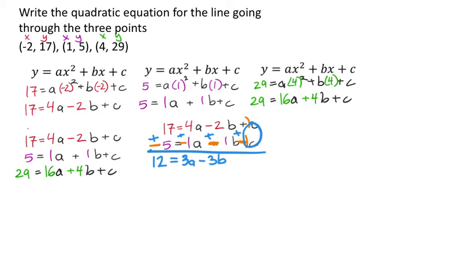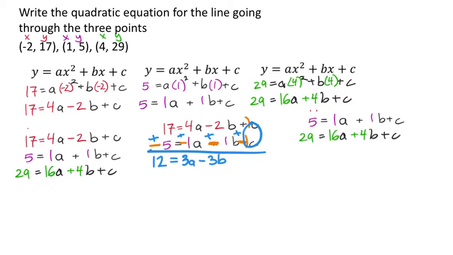Now I've got to do it again, and I'm just going to use the bottom two equations. I used the top two first, so I'm going to use the bottom two now to eliminate, again, the c. And by doing this, I will then have a new system, but it will only be in two variables. So let's take a look at that. Now, again, I have the same problem. The c's have the same coefficient of positive 1.